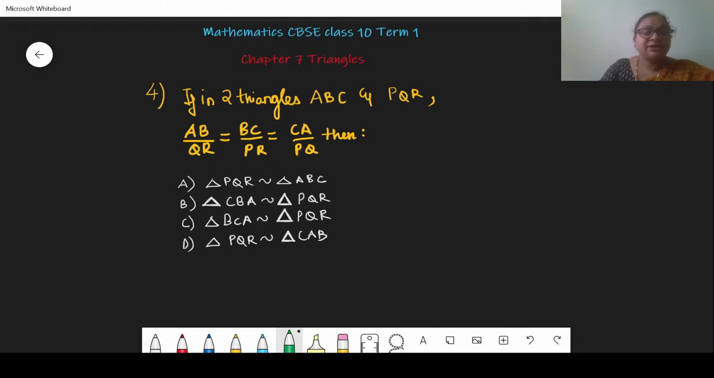What is option D? Triangle PQR is similar to triangle CAB. What is the corresponding side of PQ? CA. What is the corresponding side of QR? AB. What is the corresponding side of PR? It is BC. So option D, triangle PQR is similar to triangle CAB, is correct.